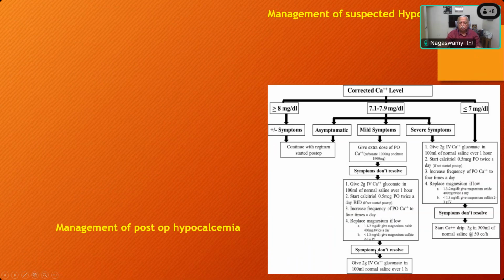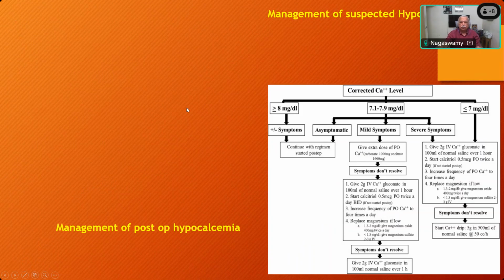If the symptoms don't resolve, then give an IV infusion of 2 grams of calcium in 100 ml of saline over 1 hour. And if the value is very low, less than 7 milligram, first give IV calcium gluconate, start calcitriol as in this case, and increase the frequency, and here the dose is 5 grams instead of 2 grams. So in patients with very low magnesium level and calcium level of less than 7, the infusion is 5 grams in 500 ml at a rate of 50 cc per hour.